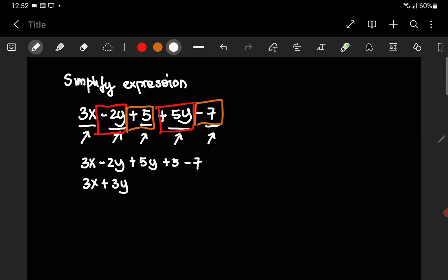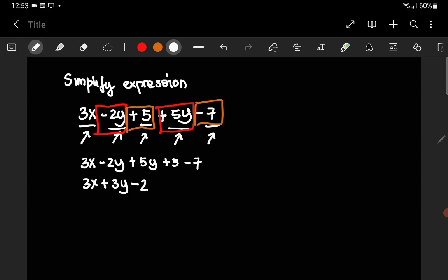And then after that, this 3x and plus 3y will be added by 5, and then minus 7. Look again at the number line. I have a plan to add this expression by 5, and then minus 7. To make it simple, what will I say? Plus 5 minus 7. Using a number line, it will be minus 2.